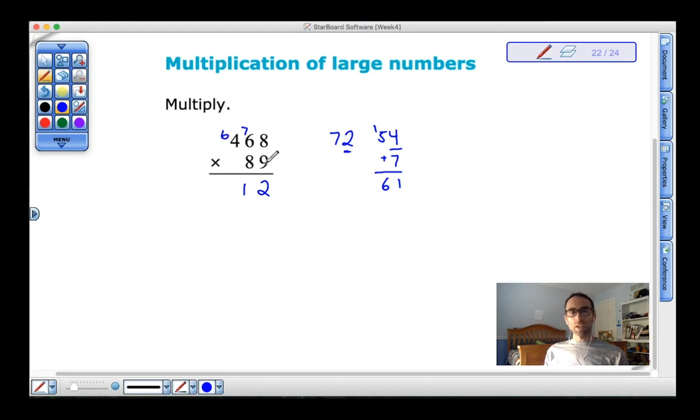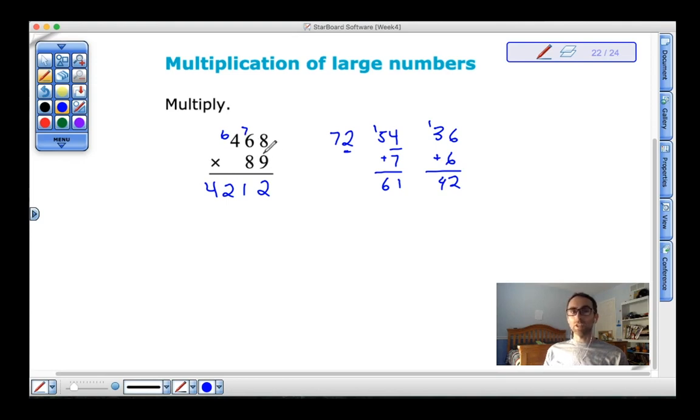I then can do 9 times 4, which I get an answer of 36, but I need to add the 6 I had from before. So I'm going to put that 6 right over here. And now 6 plus 6, I get an answer of 12. So I bring the 2 and the 1. 1 plus 3, I get an answer of 4. So I can take 42 and put it down, 2 and 4. So that covers my first 468 times 9.